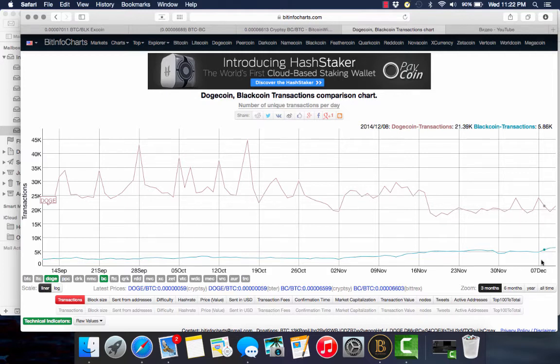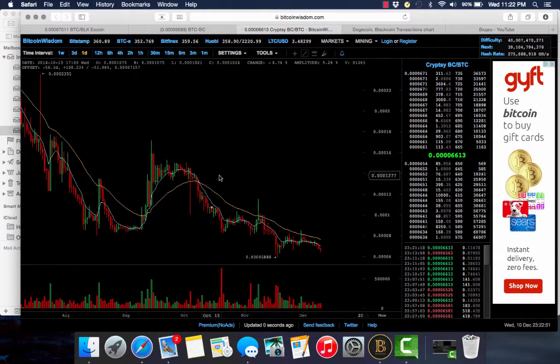We see that we are slowly picking up the pace, more coins are changing hands, more transactions happen, and more people are interested in Blackcoin. So that's great. On top of it, we'll come to the technical analysis. So there are certain fundamentals, and now we're going to technical.